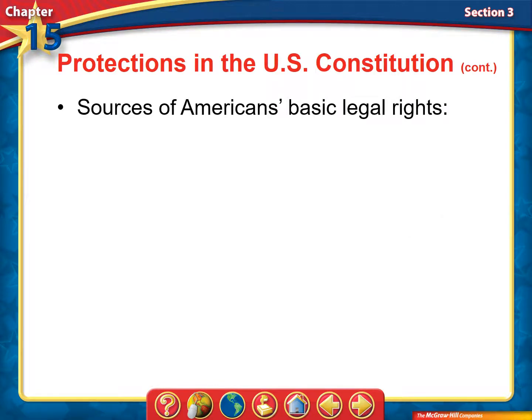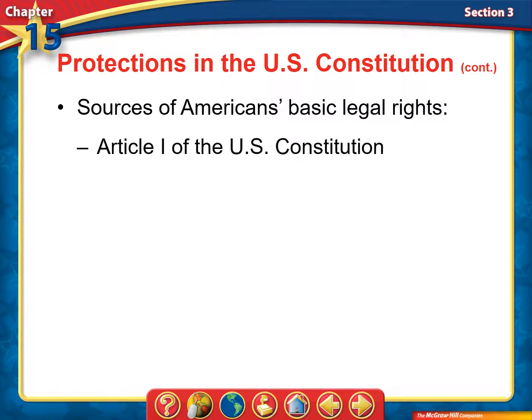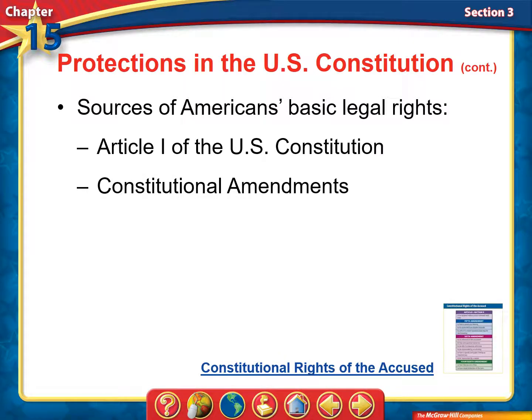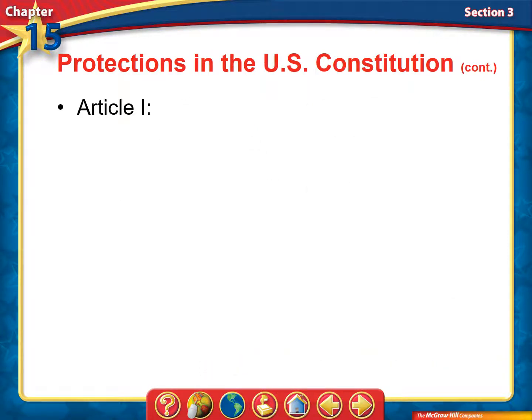Okay, so where do our basic legal rights come from? Most importantly, they come from Article 1 of the United States Constitution, as well as the constitutional amendments. So, of course, the rights of the accused are there in the Bill of Rights. Your right to remain silent, your right to be aware of what you're being accused of, your right to argue your case before a jury of your peers that you help decide. And then the details are laid out in Article 1 of the United States Constitution.